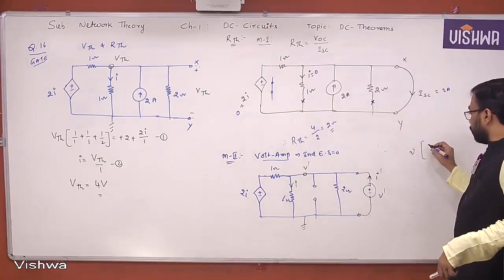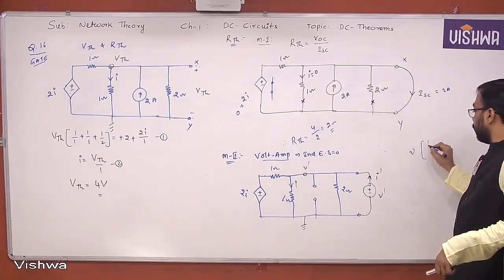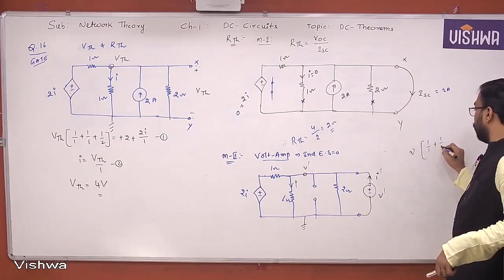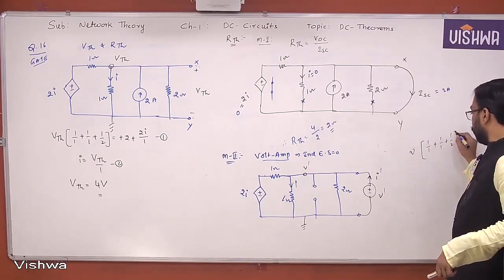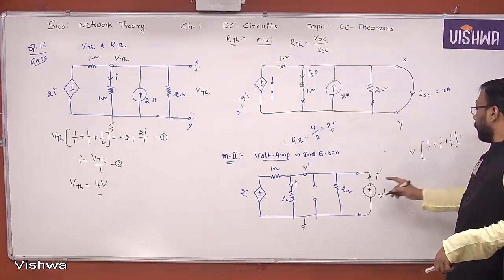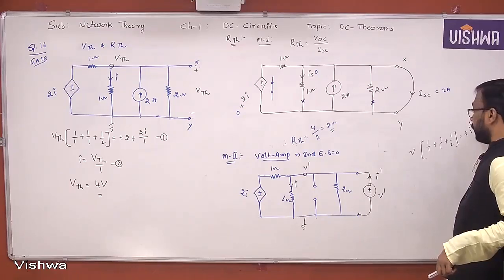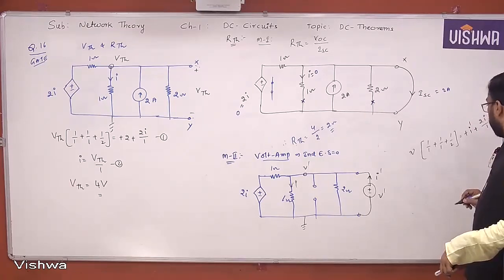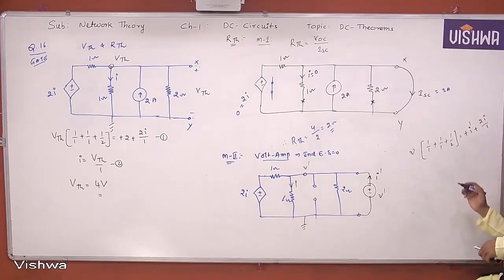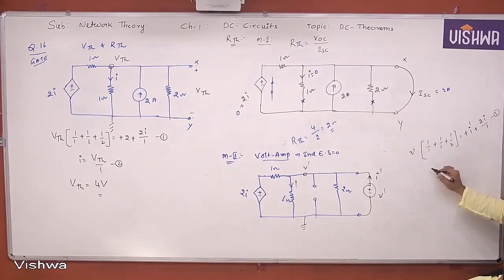Now let me tell you here. V of 1 by 1 plus 1 by 1 plus 1 by 2, equals entering current plus I dash plus 2I by 1. So let me just do the calculation here. This is the first equation. What about the second equation?